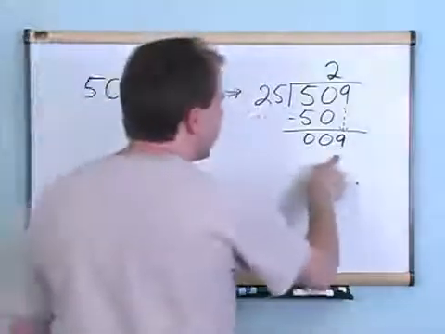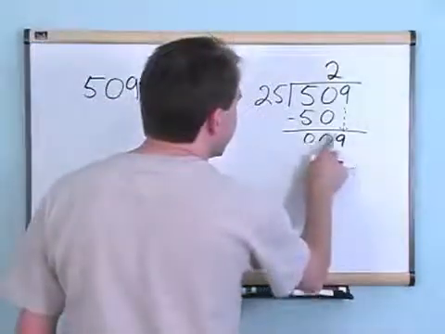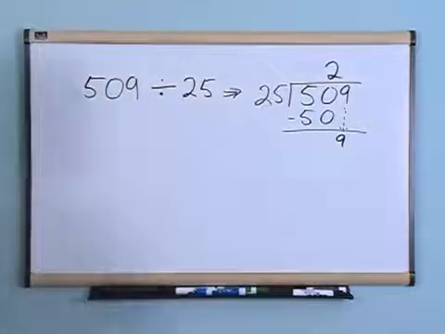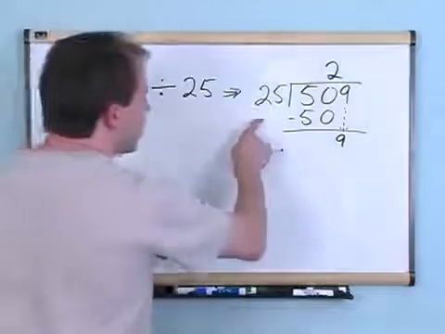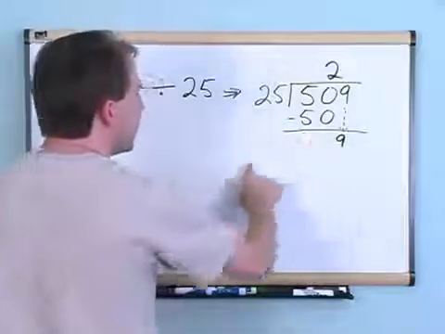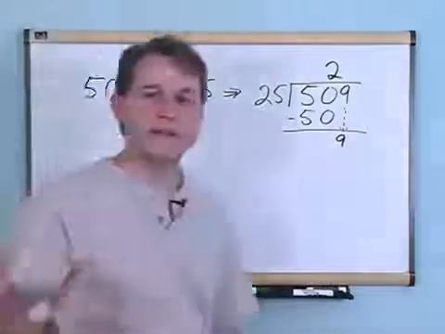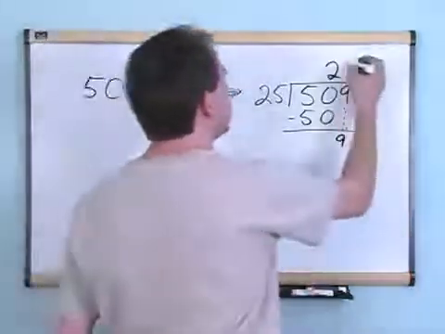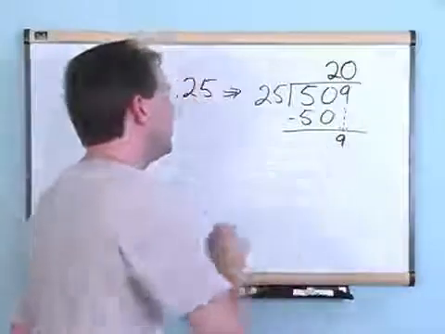Can 25 be divided into 9? Because these leading zeros, they don't really mean anything. Okay, so the next thing you do is you say, can 25 be divided into 9? Okay? The answer is, how many times can 25 be divided into 9? Well, 25 can go 0 times into 9, okay?